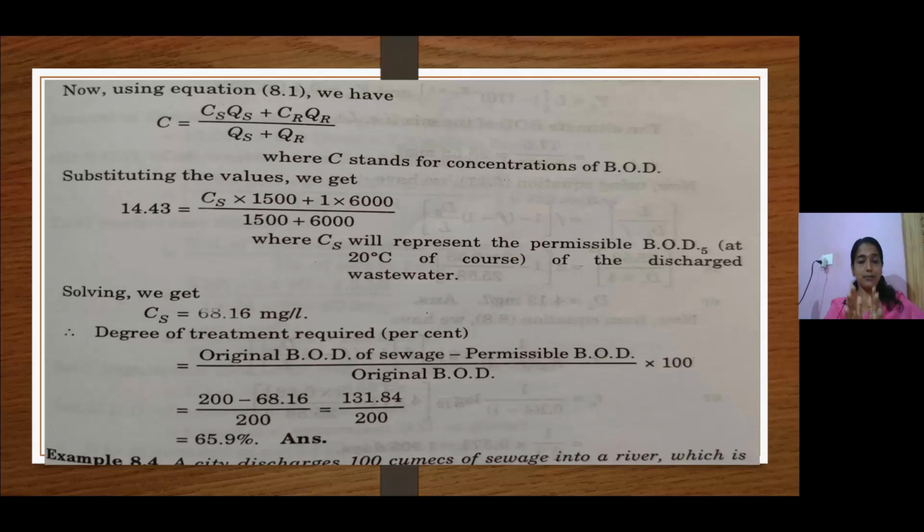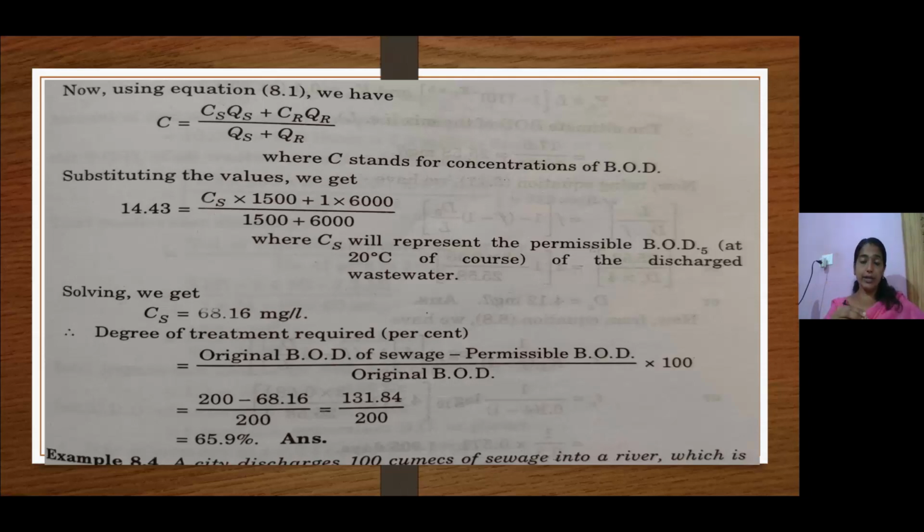Then using the BOD concentration equation, C is equal to CS into QS plus CR into QR divided by QS plus QR, you can calculate the BOD concentration of the sewage. The C, that is the total BOD concentration, we already calculated from the previous equation. All other parameters are already given in the question. So we can calculate the concentration of BOD in the sewage. By calculating the value, we get 68.16.